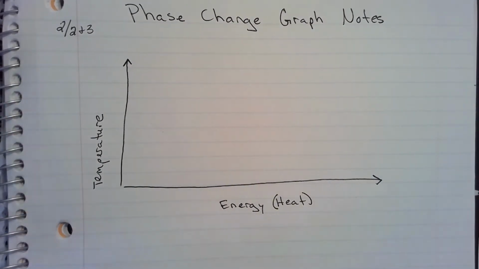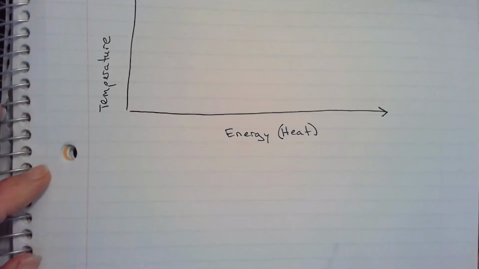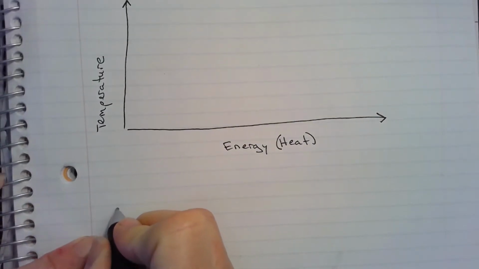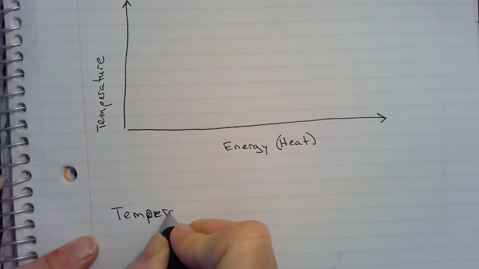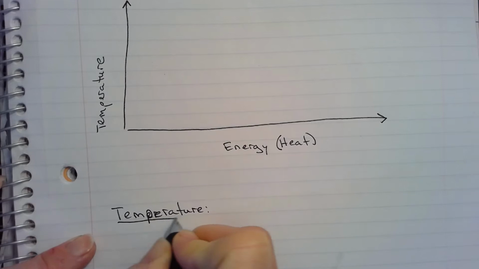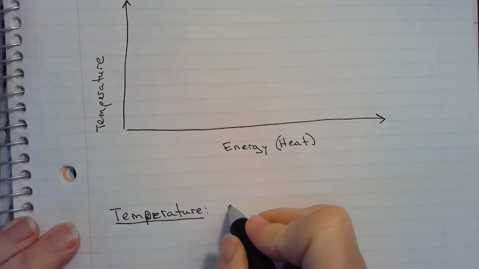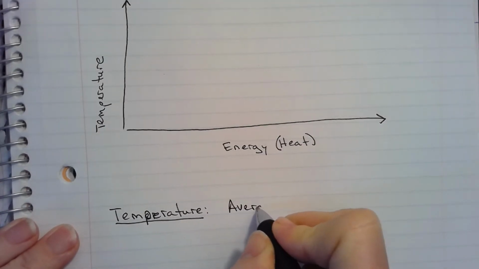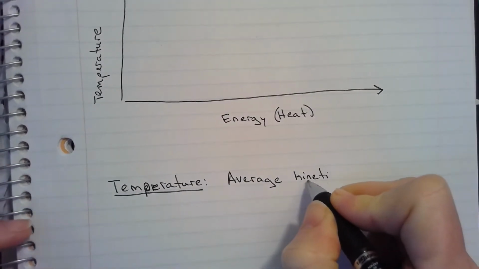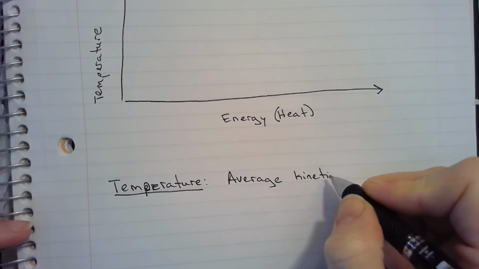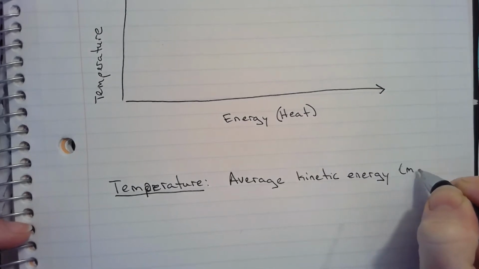Okay, so before I give you definitions of what these two are, so you should know what those are, let me do the definitions first. Okay, so what is the definition of temperature? How about I spell it right? So temperature is your average kinetic energy. And we know that kinetic energy is moving, right?